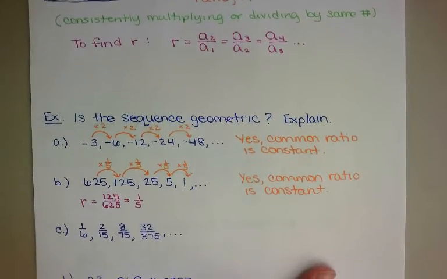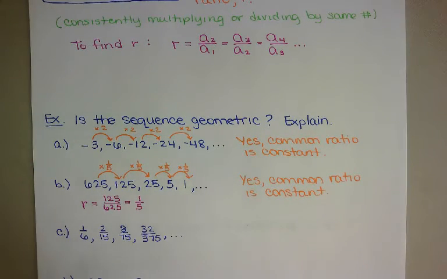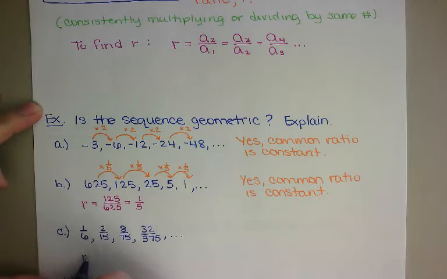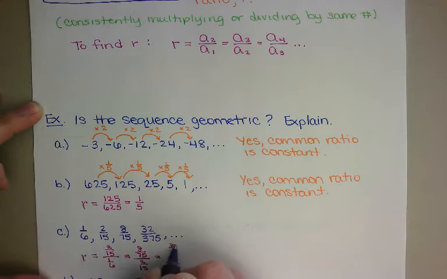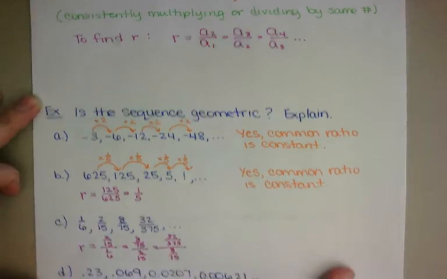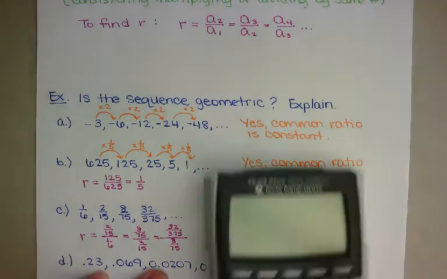So for example, this one might be a little bit harder for you to determine if they're multiplying or dividing by some certain number. So let's apply our rule. We want to check: is 2/15 divided by 1/6 going to be the same as 8/75 divided by 2/15? Is that going to be the same as 32/375 divided by 8/75? If all of those are constant, then we have a geometric sequence.